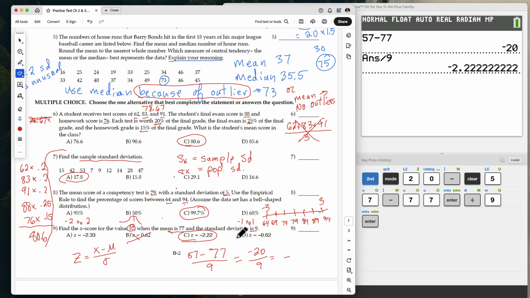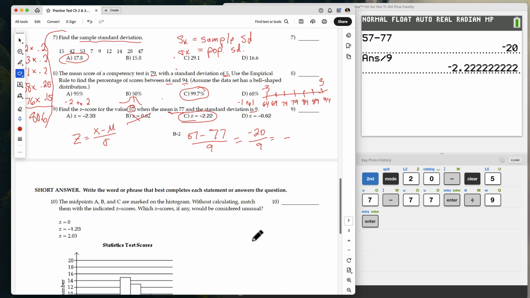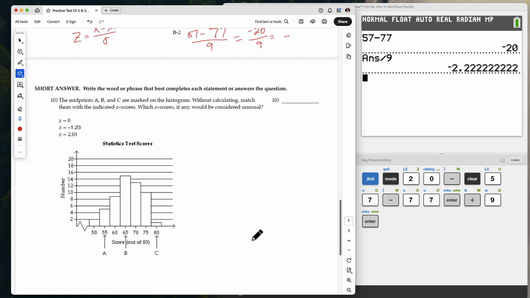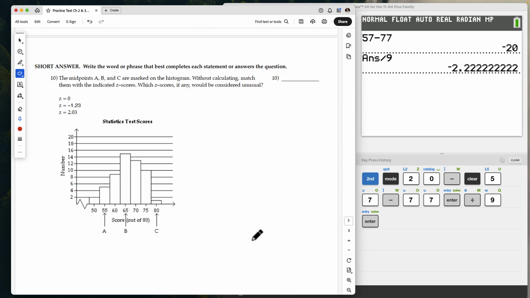While we're here, let's look at the next one. I think it's not too bad. So question 10, we'll go ahead and take a look at. We've got a graph, and the midpoints A, B, and C are marked on the histogram. Without calculating, so notice you're not actually going to do it, match them with the indicated z-scores.